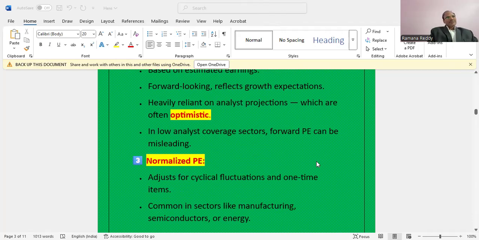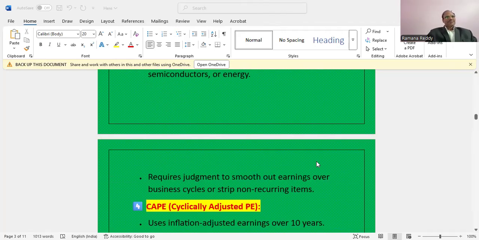Then the third one is normalized PE. Adjusted for cyclical fluctuations and one-time items, common in sectors like manufacturing, semiconductors, or energy. Requires judgment to smooth out earnings over business cycles or strip non-recurring items.